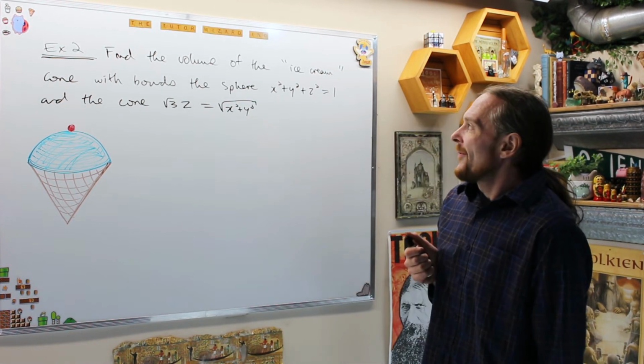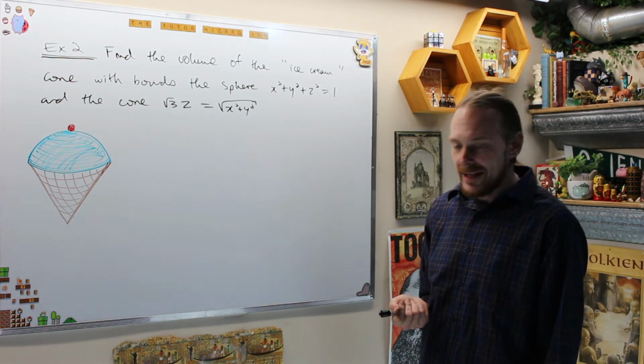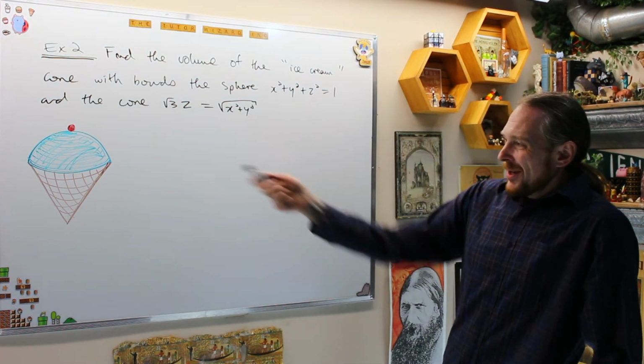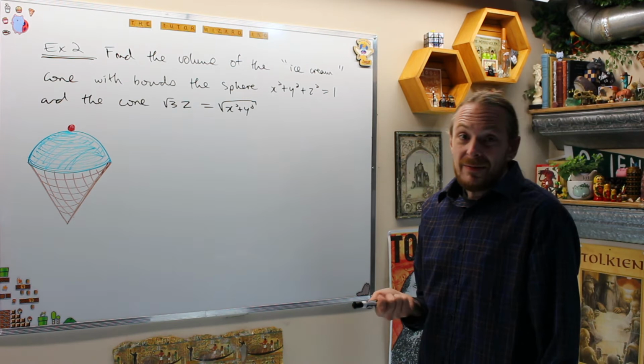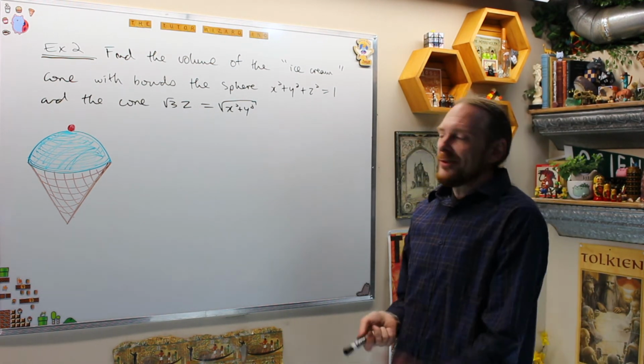Ice cream! Find the volume of the ice cream cone bounded by the sphere. It's a perfect ice cream cone. You should see me make ice cream cones. Perfect spheres, perfect wedge cones. And then we got a waffle cone, which is the cone root 3 z equals the square root of x squared plus y squared. I put the root 3 there so I could get a nice trigonometric value for myself.